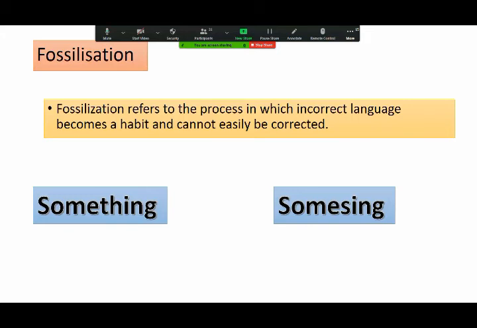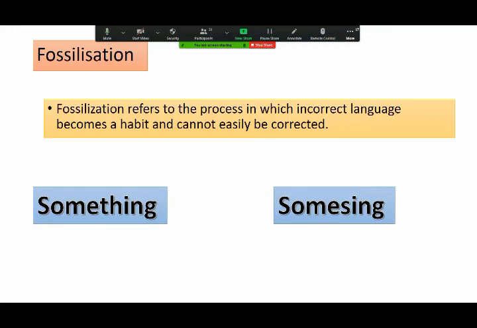Is this point clear or not? I can explain it again. Do you want me to explain it again? Yeah, it's clear.